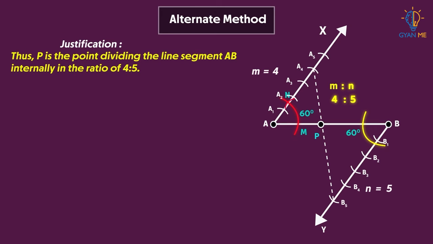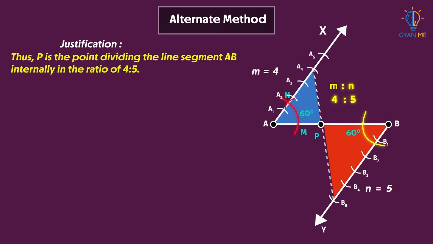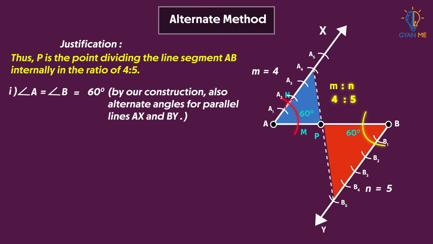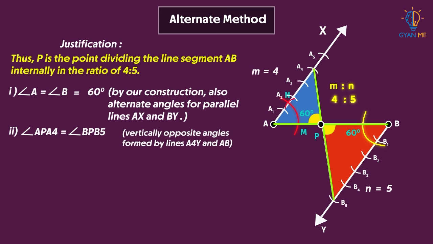Observe figure carefully. We find two triangles AA4P and BB5P. For both these triangles, angle A is equal to angle B, which is equal to 60 degrees by our construction. And also observe that they are alternate angles for parallel lines AX and BY with AB as a transversal. Also, angle APA4 is equal to angle BPB5 as they are vertically opposite angles.